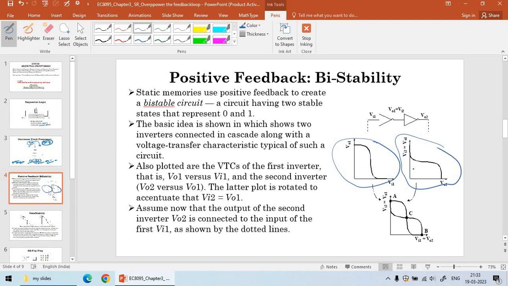The difference between this graph and this graph is that the plot is rotated to accentuate that VI2 is equal to VO1. Both graphs are one and the same, but in one this is the output and this is the input, while in the other this is the input and this is the output. When you combine both graphs together, you get these points: A and B are stable points, and C is called the metastable point.